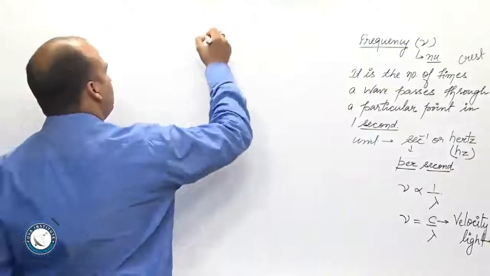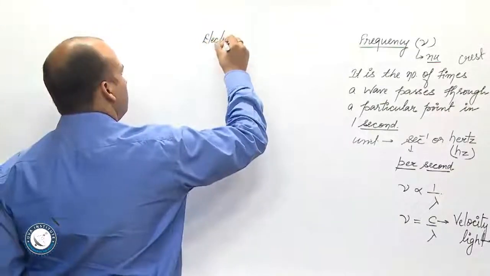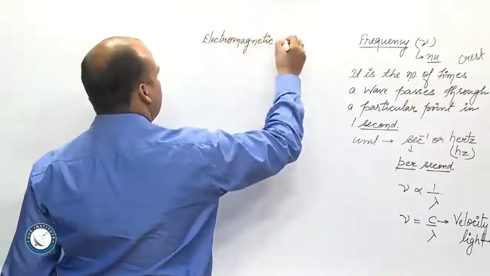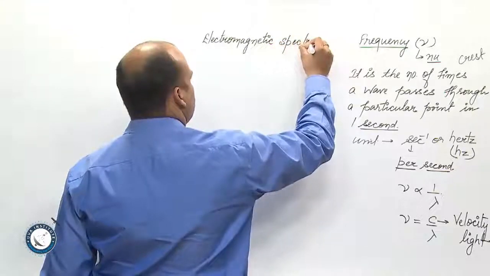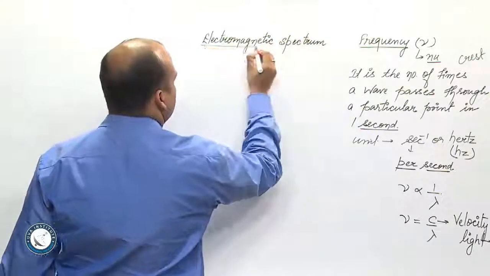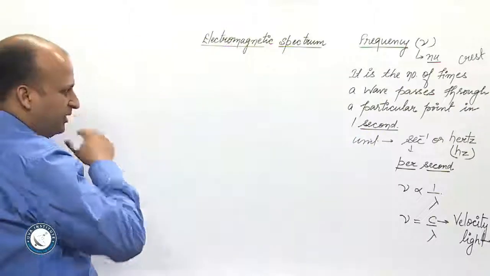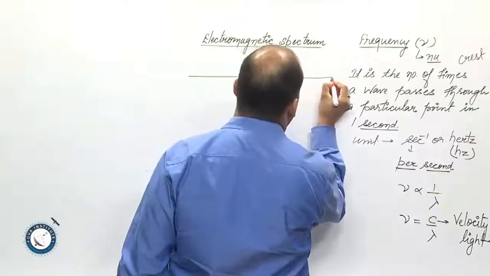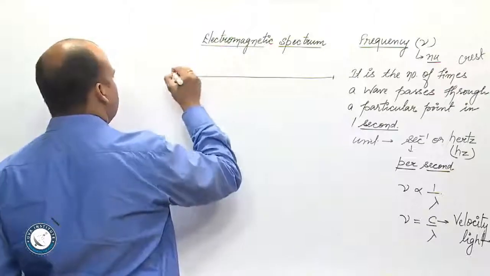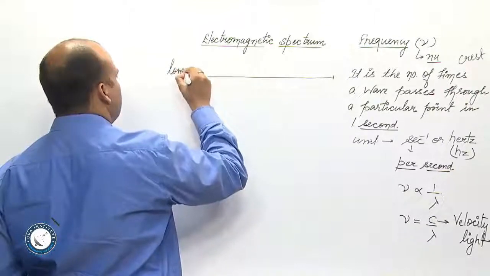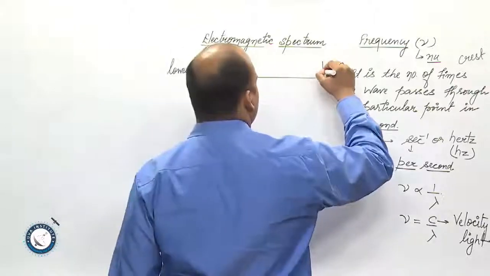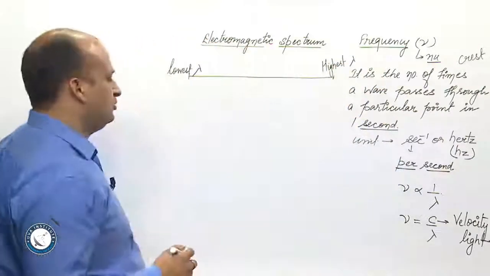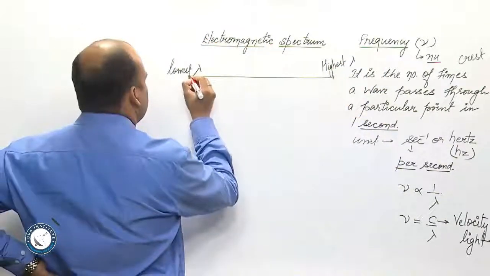Then we have got something called as electromagnetic spectrum. Now what is this electromagnetic spectrum? See, you start with say lowest lambda and you go to the highest lambda.